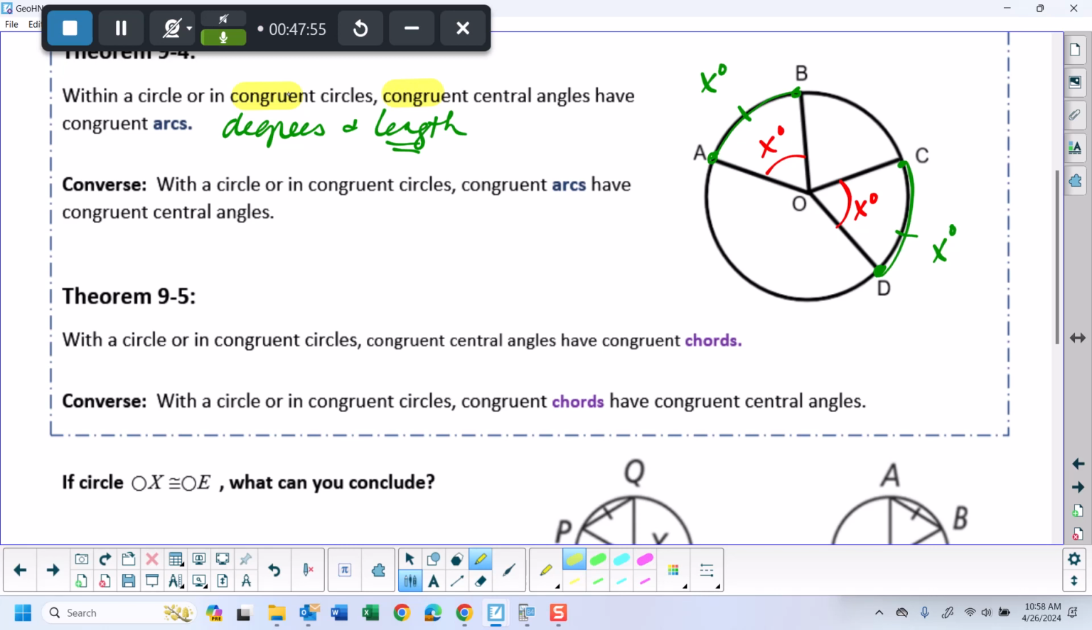Guess what else is true? If you have a congruent circle and you have congruent central angles, you're also going to have congruent chords. So this chord is going to have the same length as that chord. So the arcs and the segments, the chords, the angles, all going to be congruent. So theorem 9.4 is about the arcs. Theorem 9.5 is about the chords. So you want to make sure that you are aware of both of those.